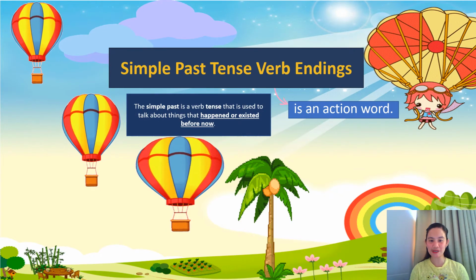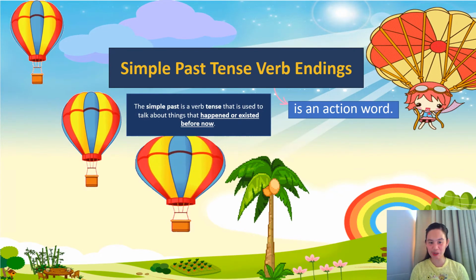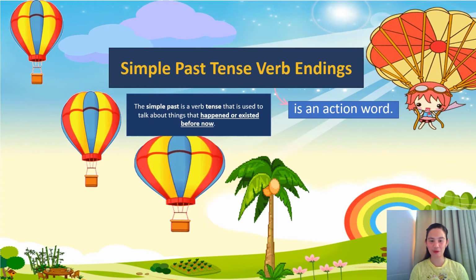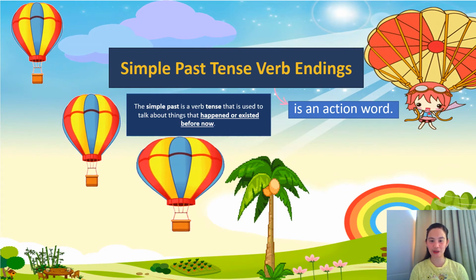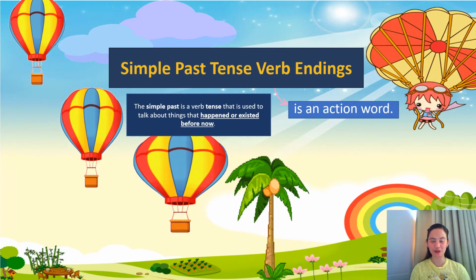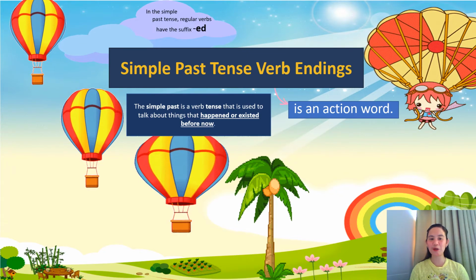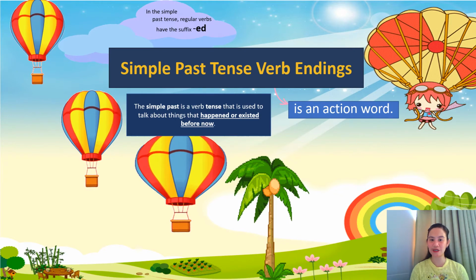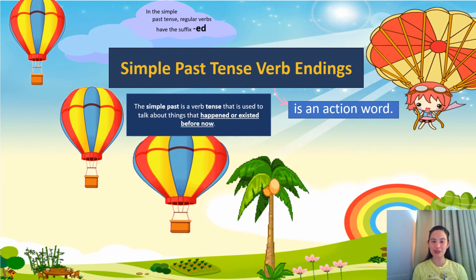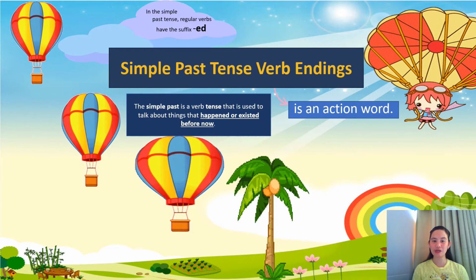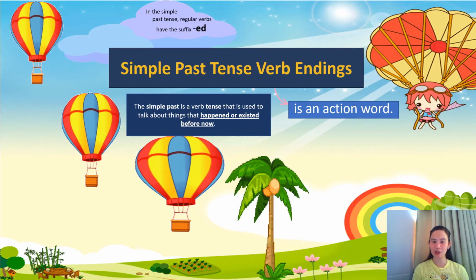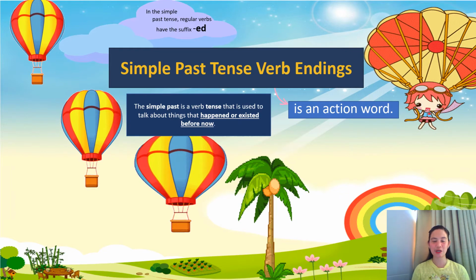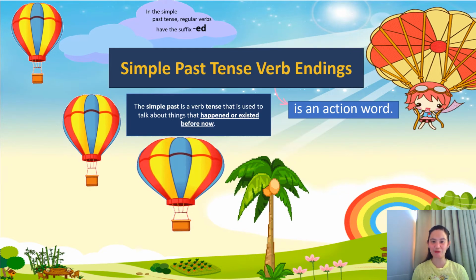The simple past is a verb tense that is used to talk about things that happened or existed before now, meaning to say all those things that already ended or already finished. Take note that in the simple past tense, regular verbs have the suffix ed. So I want to emphasize today that the scope of our topic is limited only to the regular verbs. So let's forget about the irregular verbs first.